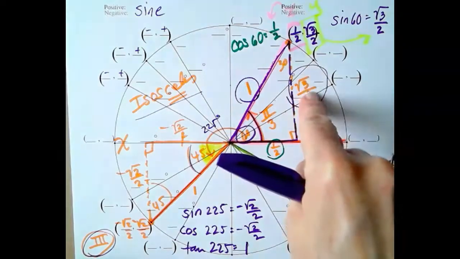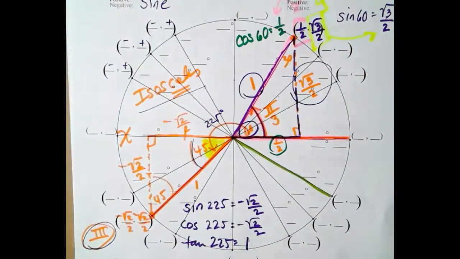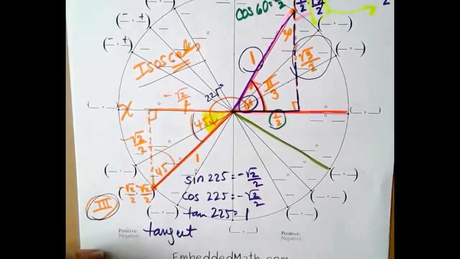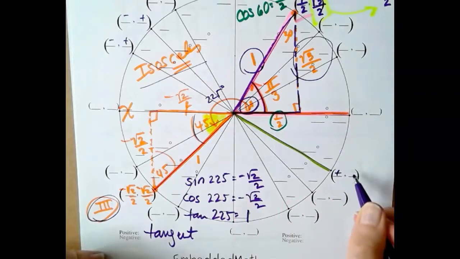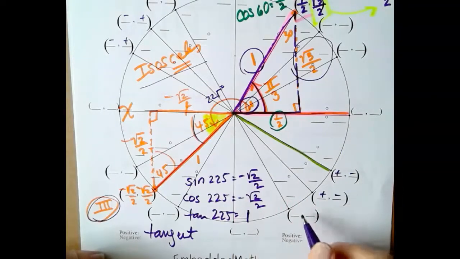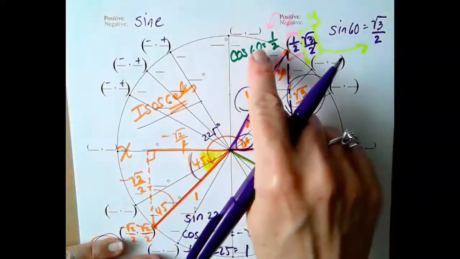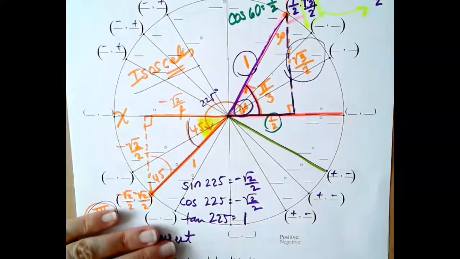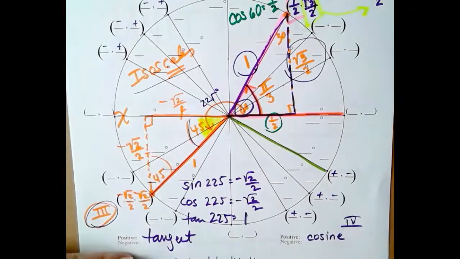So everything's positive in quadrant 1. The sine is positive in quadrant 2. The tangent is positive in quadrant 3. And if all of the x coordinates are positive in quadrant 4 and the y's are negative, that must mean that whatever has the same evaluation as the x coordinate, which in this case would be the cosine, will be positive in quadrant number 4.